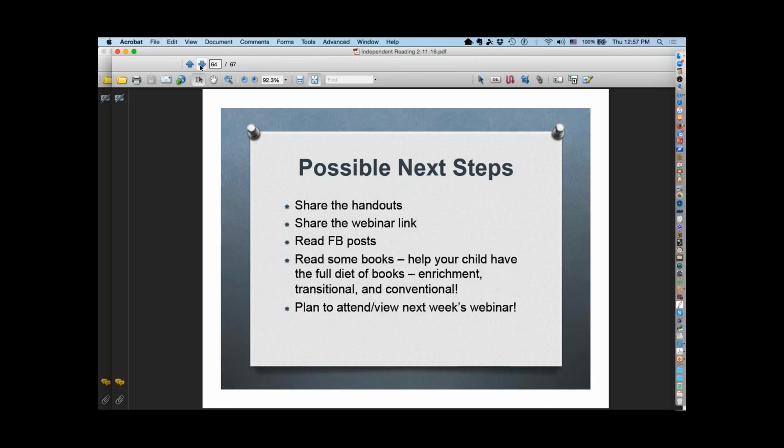So possible next steps. Obviously, you could share this handout and the webinar link. That would be fantastic. You could read Facebook posts. You could go on my AAC Girls and look at some of the connections that I've put up. Please look at the balanced literacy overview that I've posted up there, the balanced literacy framework that's posted at the Angelman group. Read some books and help your child have that full diet of books, enrichment books, transitional books, and conventional books, and plan to attend next week's webinar.